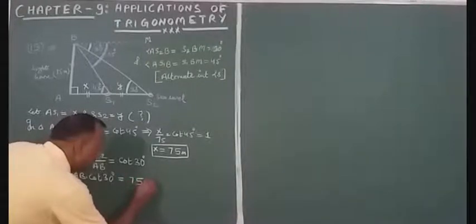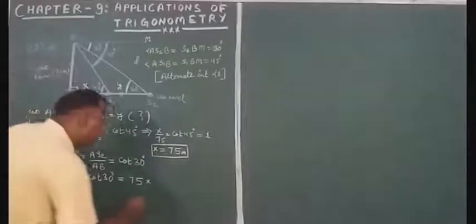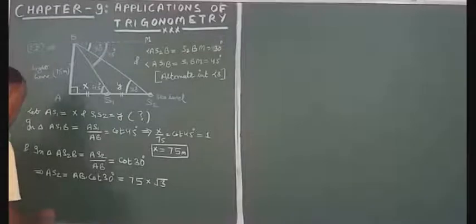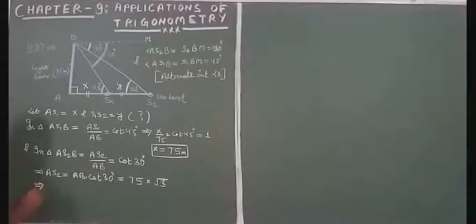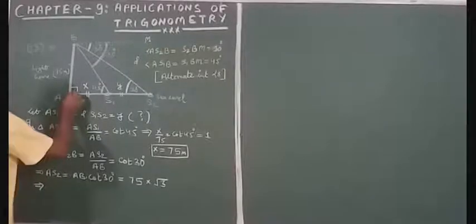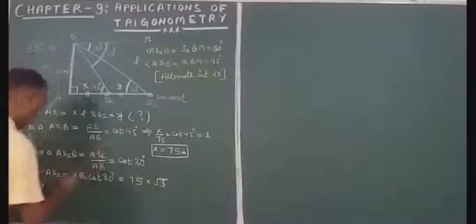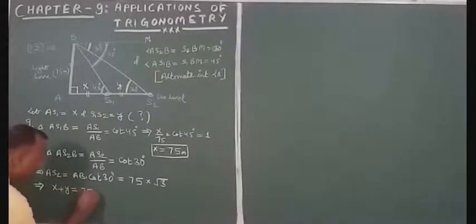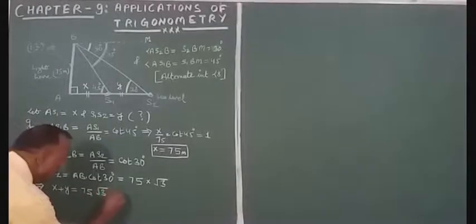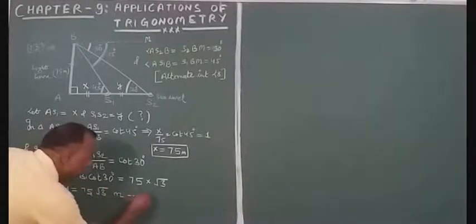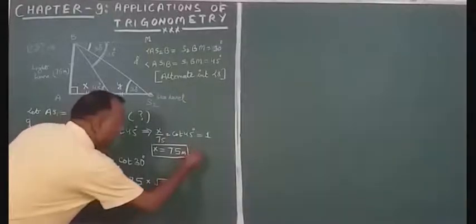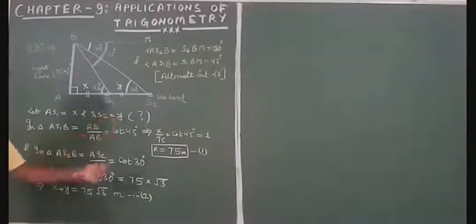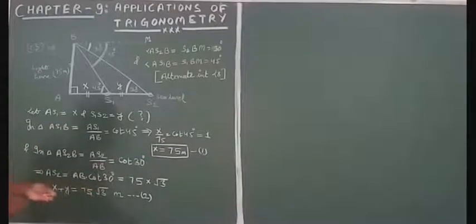And cot 30 is under root 3. What is the length of AS2? Just look here. This AS2 is equal to what? X plus Y. X plus Y is 75 under root 3 meter. This is suppose equation number 2 and this is equation number 1. What we have to find? This Y. This Y can be calculated. Just put the value of X here. So what will you get?